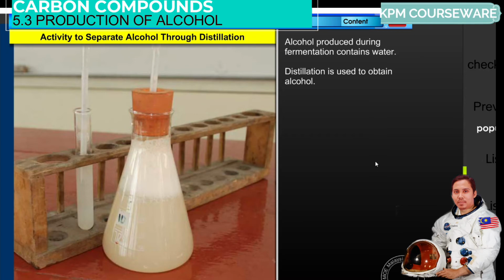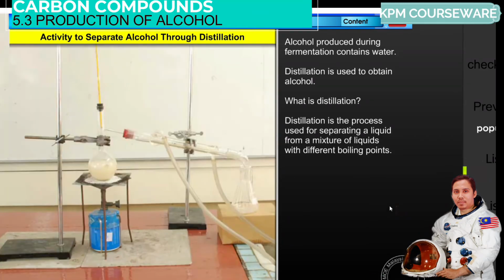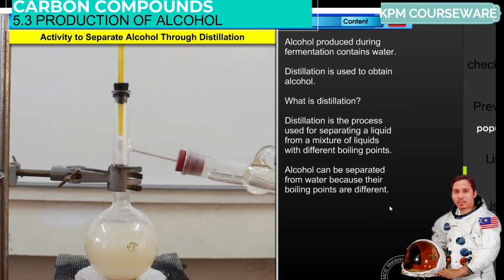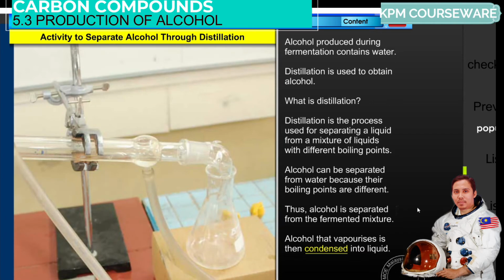Distillation is used to obtain alcohol. What is distillation? Distillation is the process used for separating a liquid from a mixture of liquids with different boiling points. Alcohol can be separated from water because their boiling points are different. Thus, alcohol is separated from the fermented mixture. Alcohol that vaporizes is then condensed into liquid.